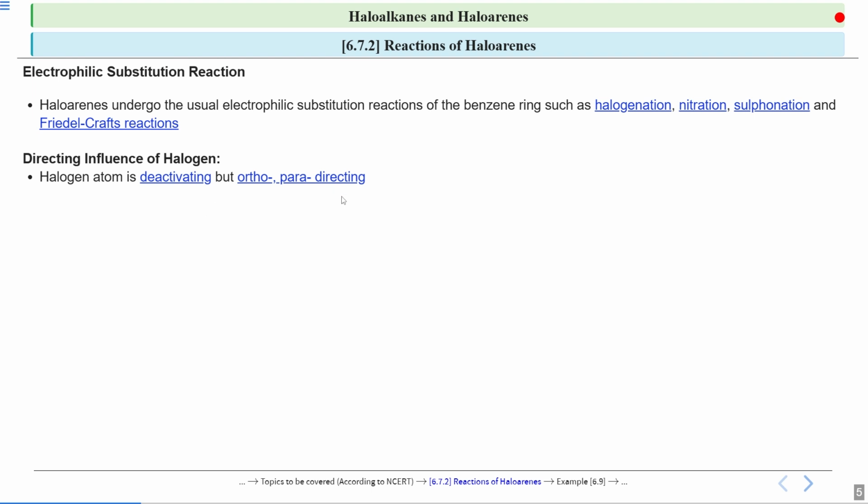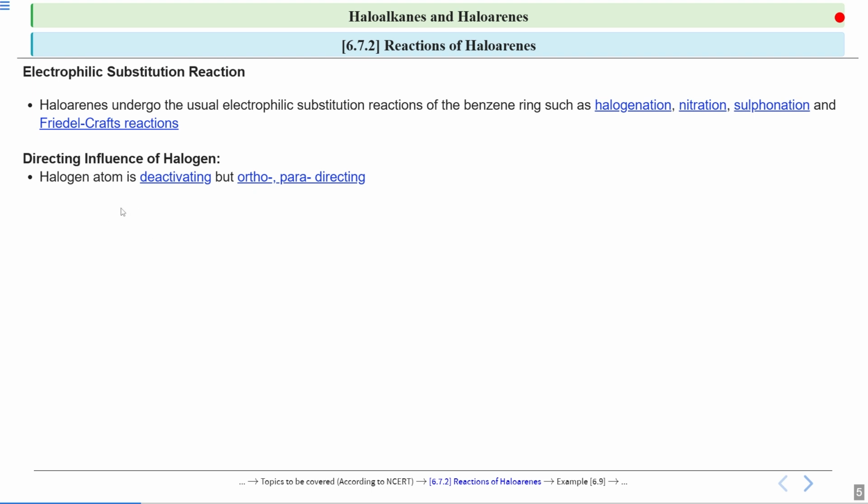That means the incoming electrophile, that means the incoming reagent that is coming for attack on the benzene ring, is going to be placed at the ortho and the para positions. That means it is going to attack on the ortho and the para positions when the halogen atom is attached as a substituent on the benzene ring.